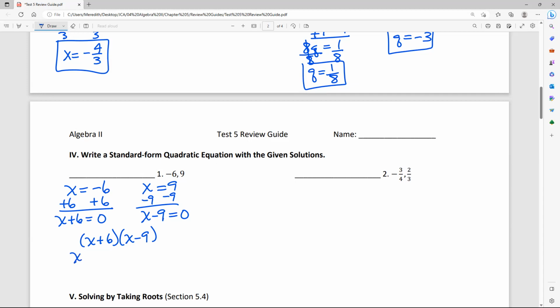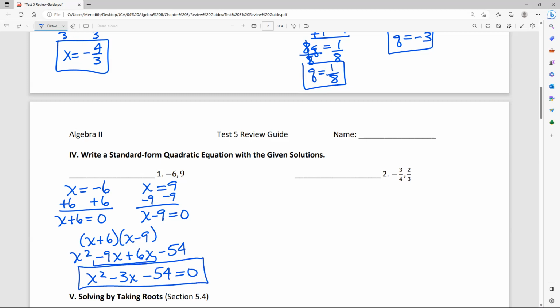So x times x is x squared. X times negative 9 is negative 9x. 6 times x is plus 6x. And then 6 times negative 9 is negative 54. I combine my like terms. I get my final answer of x squared minus 3x minus 54. And I'm done. Well, it has to be an equation, sorry. So you also need to include the equal 0. But that's it. So x squared minus 3x minus 54 equals 0.